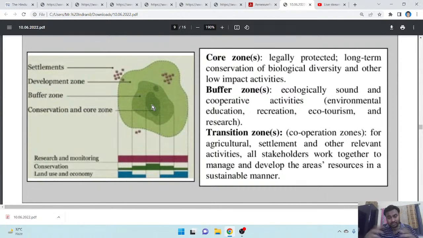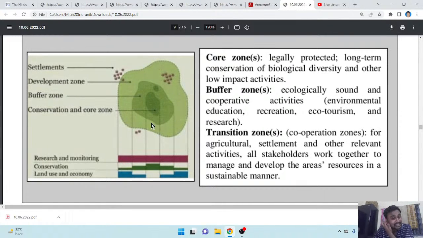Of that forest, no human can enter. No ecotourism, nothing is allowed in this core zone, also known as the conservation zone. Next is the buffer zone. In this area some activities are allowed, like education, meaning eco-education, then recreation, ecotourism and research. These types of small activities are allowed in the buffer zone.